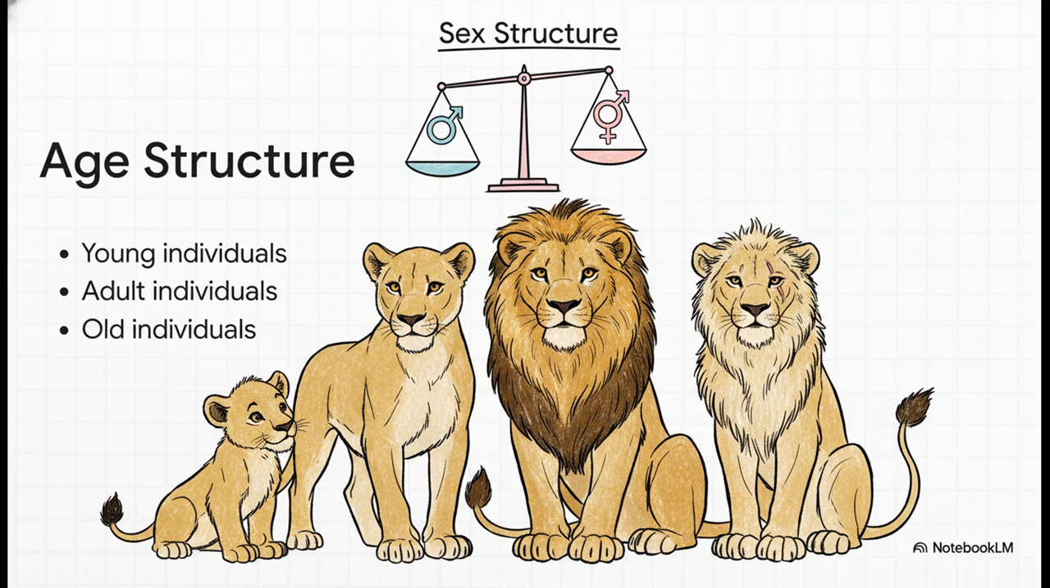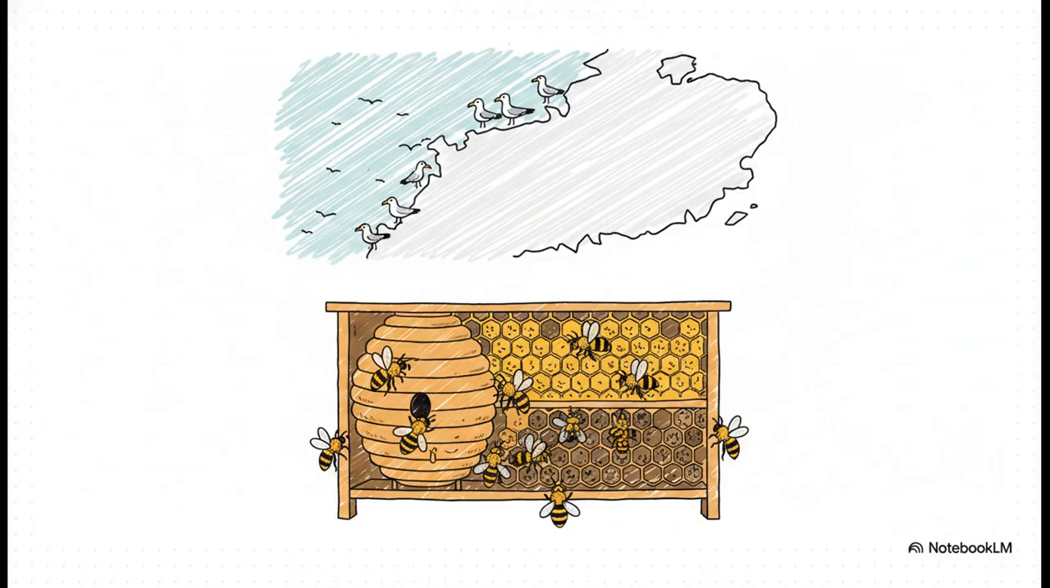It's like a huge early warning sign. You also have a sex structure, which is the ratio of males to females, and that's absolutely crucial for successful reproduction. Then we have how they actually organize themselves in the world. Spatial structure is how they are distributed across a territory, like how seagulls are specifically located along a coast. But social structure is how they interact with each other. And this is especially amazing in animals.